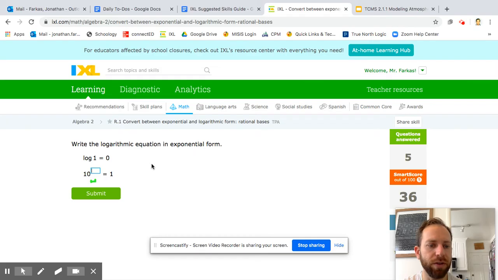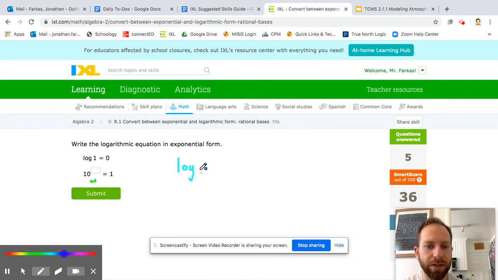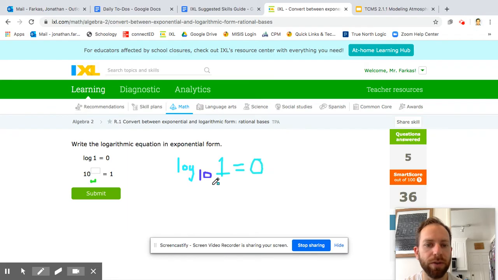So this one's a little bit tricky, right? Let's rewrite this. So we have log, since there's no base, what's the base? That's right, it's 10, log base 10 of 1 equals 0. So what this is saying is the base is 10, right? Log base 10. And then our answer is the exponent. So 10 to the power of 0 equals 1. And remember, anything to the power of 0 equals 1.